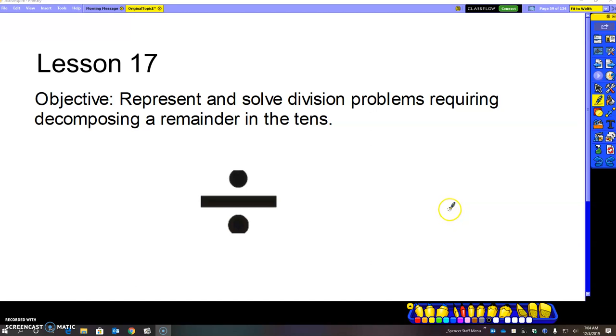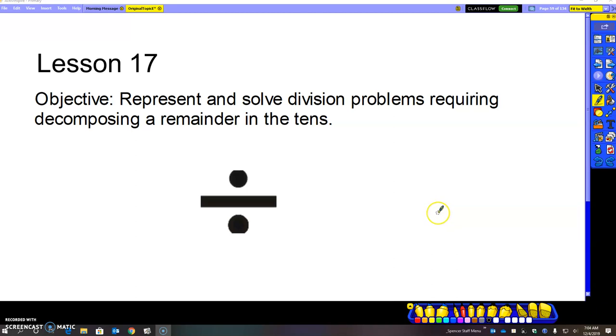Hello, fourth graders. Today we are going to expand on what we were working on yesterday. We're going to continue to practice with the standard algorithm, but we're still going to have our place value charts there just to help us out for a little bit. We are going to represent and solve division problems requiring decomposing a remainder in the tens.